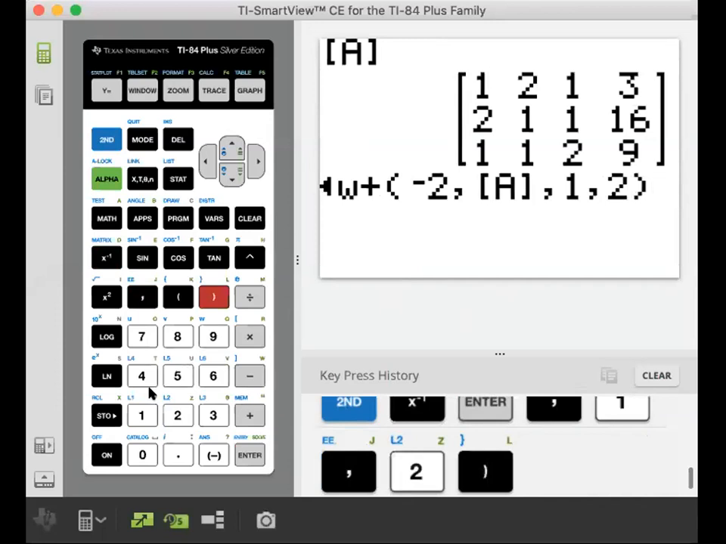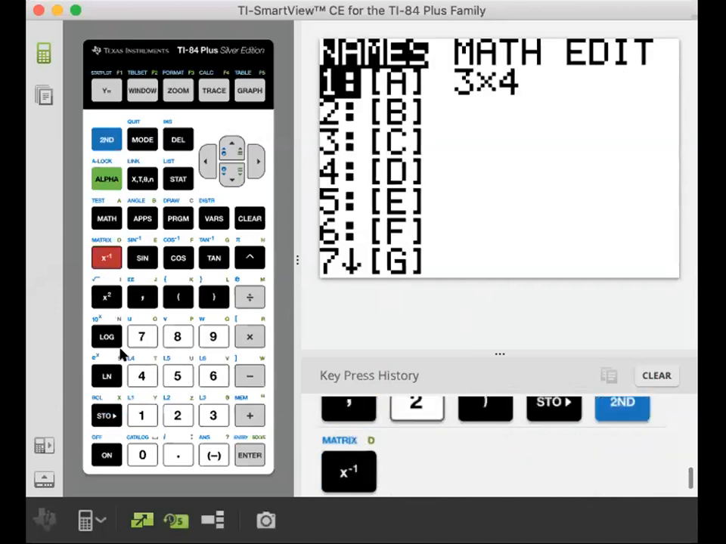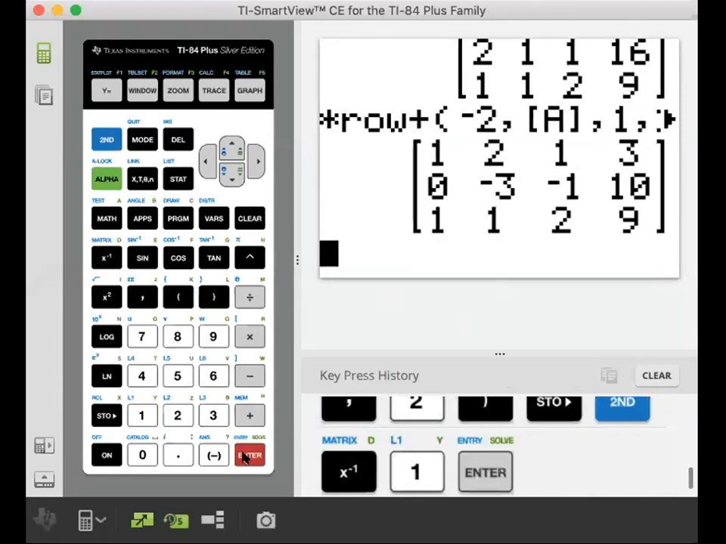Now if I just push enter, it will do it. But I want to also store the results. I want to change matrix A. So I also say store in second inverse 1. And if I do that, it will perform the row operation and it will update matrix A so that it's like that.